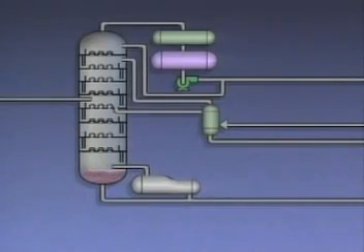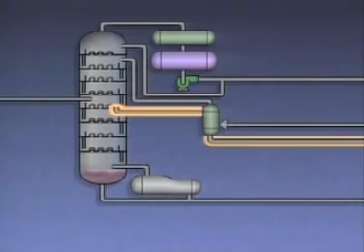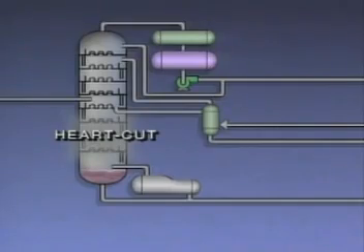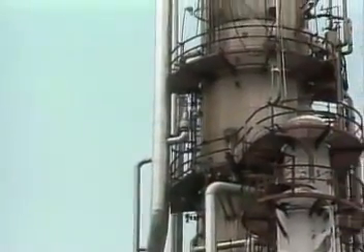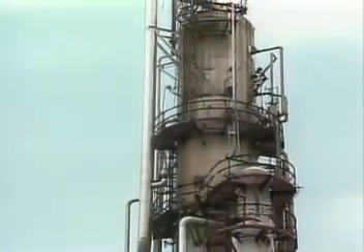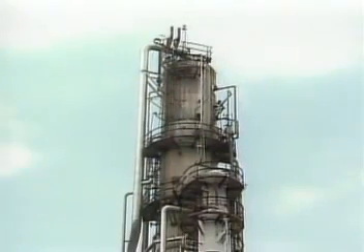For example, one type of multi-draw tower has three draws, one at the top, one at the bottom, and one near the middle. Because a draw or cut is taken out of the middle of this tower, this type of tower is sometimes referred to as a heart-cut tower. Multi-draw towers can also have more than three draws to separate several products from a feed. This one is an atmospheric tower in a crude oil distillation unit. An atmospheric tower is so named because distillation takes place in it at or near atmospheric pressure.